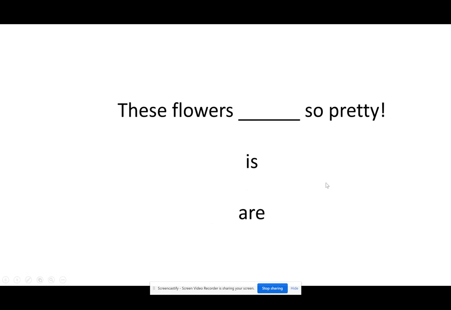Okay, let's look at these examples and see if we can fill in these blanks. In class, I would have you answer, but let's just look at these. These flowers, blank, so pretty. Well, these, that would be more than one. So we would say these flowers, more than one flower, these flowers are so pretty. If it was one flower, we would say this flower is so pretty.